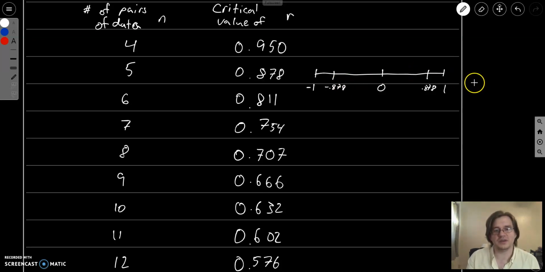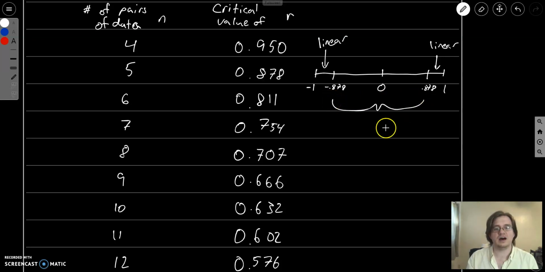The way that we determine whether or not we're close to 0 or we're close to 1 is which region we are in. So to be close to -1 or to be close to 1, we have to fall outside of this region. So this implies linear. When R is close to 1 or close to -1, we assume that we're linear. If we are in between, we'll say we can't say that it's linear. Can't say there is linear correlation.